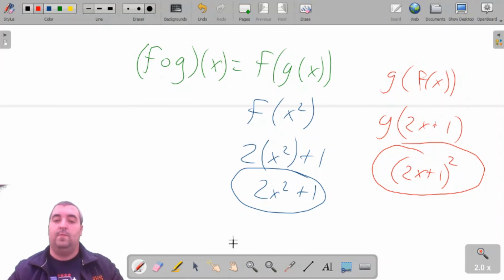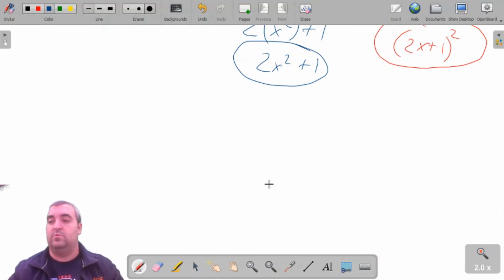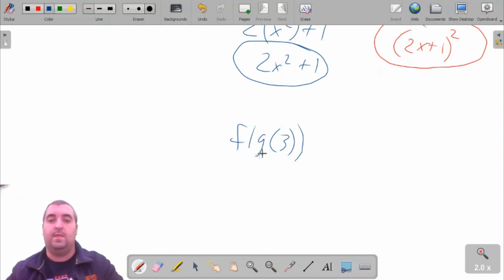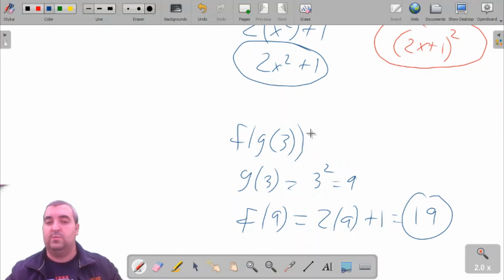Okay. If there's numbers in, you just start with the innermost. So just to see an example, if we had f of g of, let's say, 3, we're going to start with g of 3 first. So g of 3 is 3 squared, which is 9. Substitute that in, so we get f of 9, which is 2 times 9 plus 1, which equals 18 plus 1. So this would equal 19. Okay? So that is the composition of two functions.